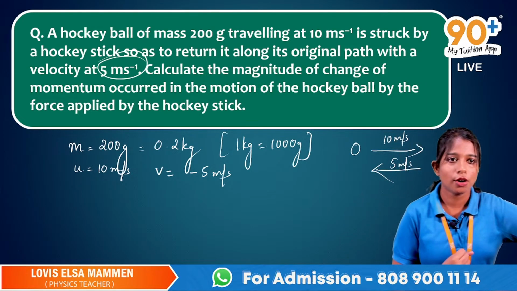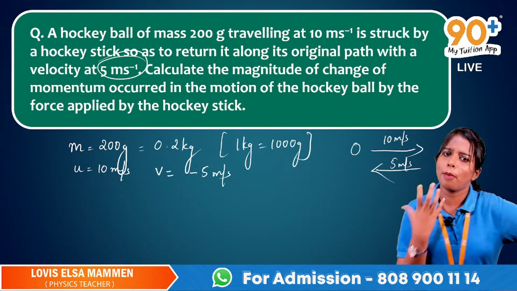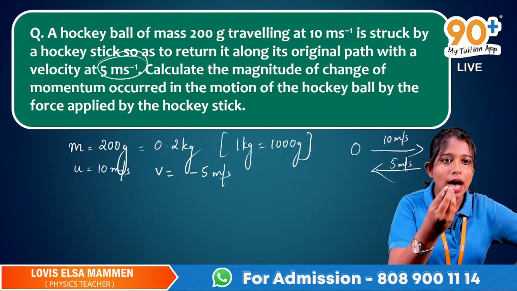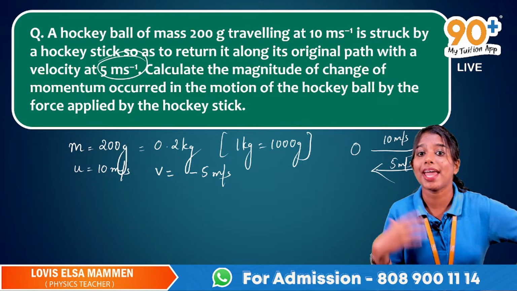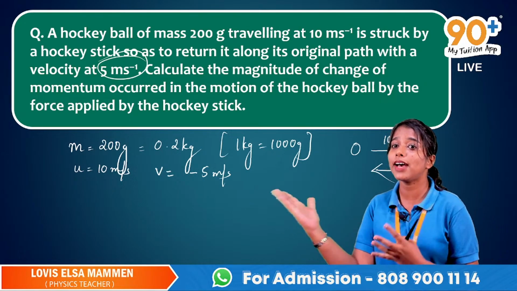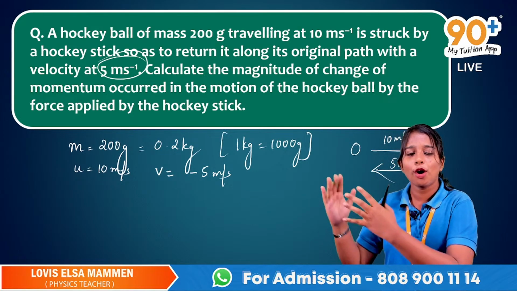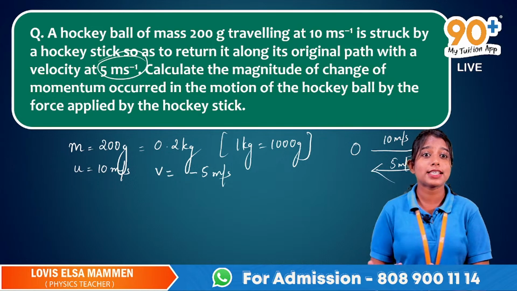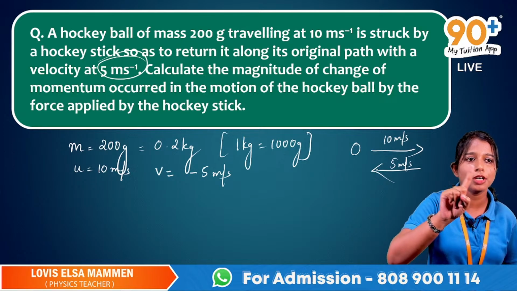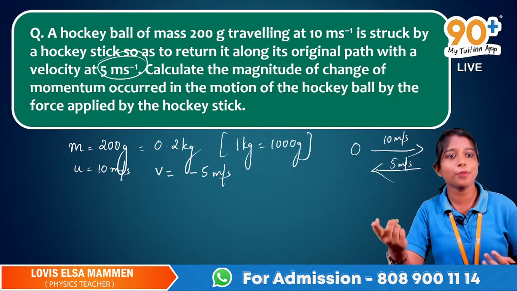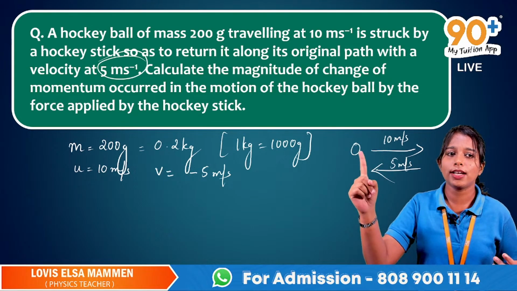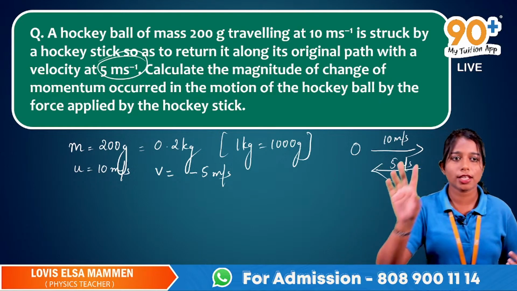What is momentum? It is mass into velocity. Yes or no? Now what will be the change in momentum? Look here, there are two velocities: one initial velocity and one final velocity. So obviously you get two momenta here. Initially, while moving like this, there was one momentum, and moving in the opposite direction there is a different momentum. There are two momenta here, one in this direction and one in the opposite direction.